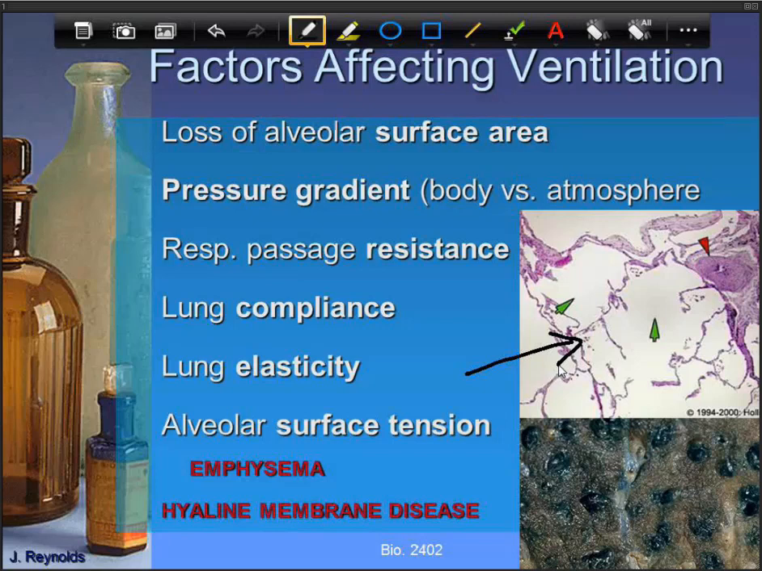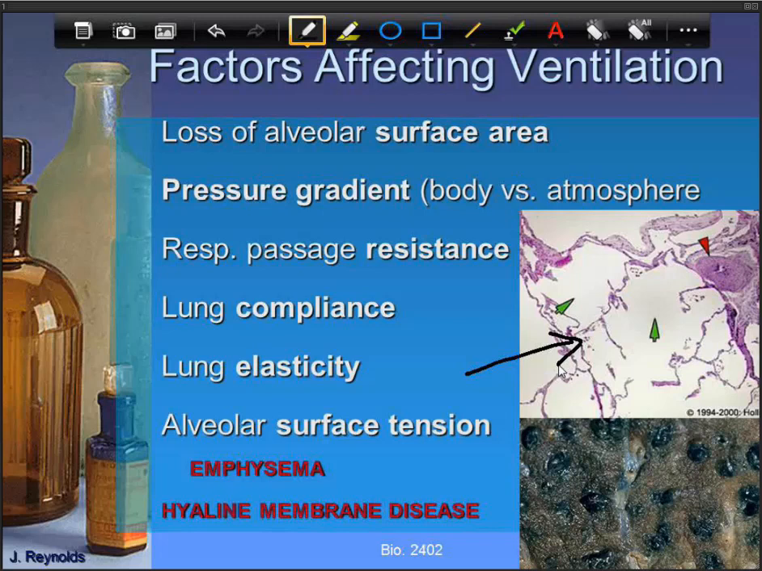Respiratory passage resistance. If you've got mucus in your bronchi, anything that disturbs the flow pattern in the airways increases resistance. We've talked about that in blood vessels. Lung compliance, the ease with which you can expand your lungs. Think about blowing up a balloon. Easy. You take a breath, you blow up the balloon. If the balloon had way more rubber in the walls, if the walls were thicker, it would be much tougher to blow it up. So you want good lung compliance.